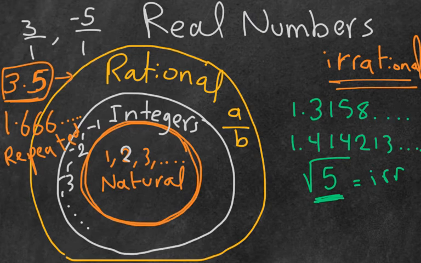But if it's a perfect square, like square root 9, it's rational. 9 is a perfect square. We can find that it is 3. Square root 9 is 3, which means 3 over 1. We write it as a fraction, so it's rational. But when you have the square root of a number that is not a perfect square, it means irrational.